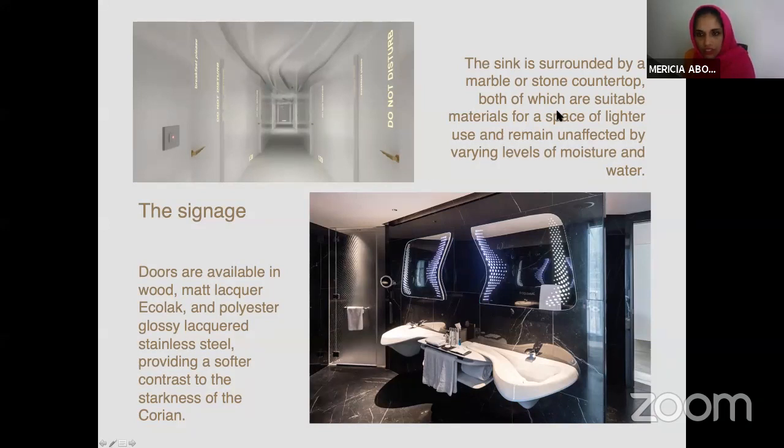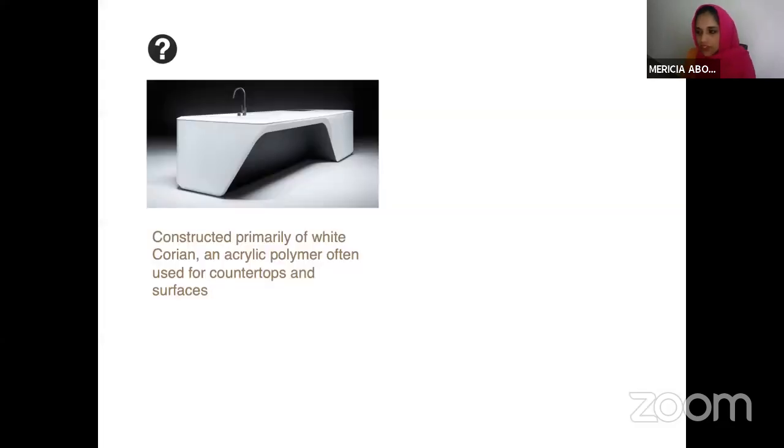Again, curved. So the sink, if you see the sink, it's not like a normal sink. It's very curved. And if you see the glass, wow. And materials for space of lighter use remain unaffected in varying levels of moisture. And sometimes you have to create these types of sink. So there are different materials to give this curvy nature. This is called Corian. Okay, there are many materials. One of them is Corian and she used a lot of Corian. And they customized these countertops. So this was a question, but I answered myself.